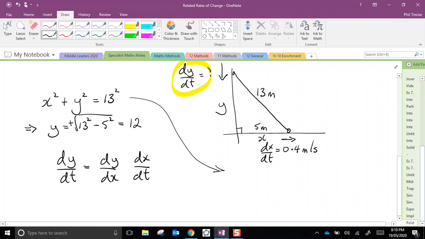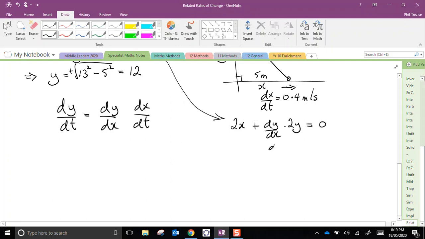If we use implicit differentiation, then the derivative of x squared is 2x. The derivative of y squared is dy dx by 2y. And the derivative of a constant is 0. Rearranging this, we will find that dy dx equals negative x over y. The twos will cancel easily enough. And so that's what I'll put over here. Dy dx is negative x over y multiplied by, and we were given that dx dt at this moment is 0.4.